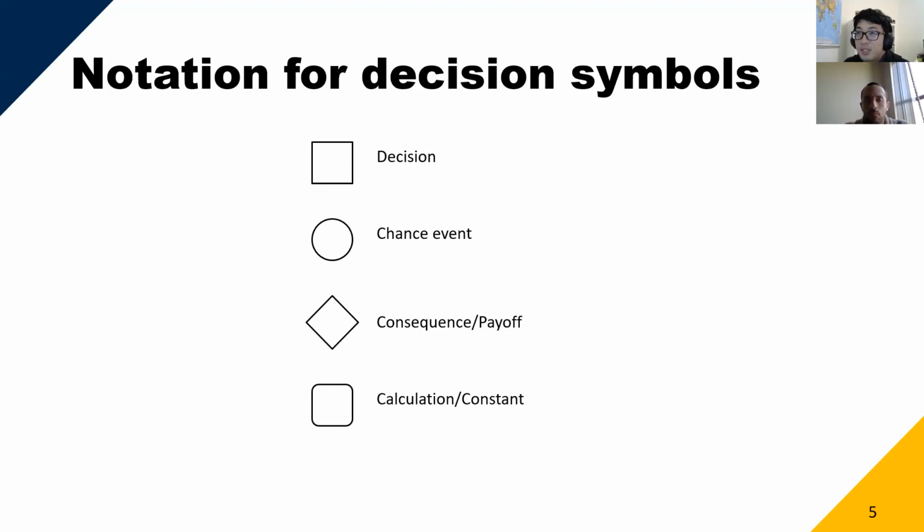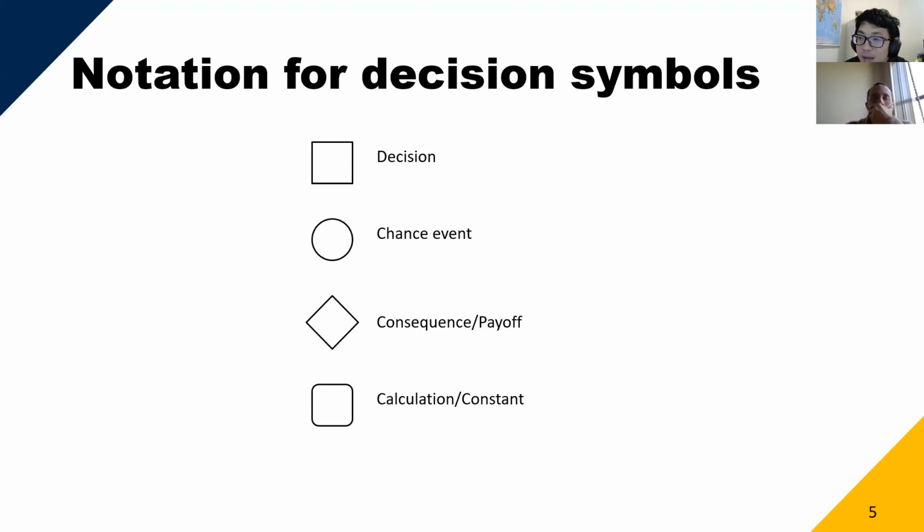Typically, we denote the outcome as this diamond. It's a consequence or payoff. And then sometimes you'll see rectangles with rounded edges that typically represent in-between calculations or constants. It's not always the case that you'll necessarily see all of these nodes within a particular graph.